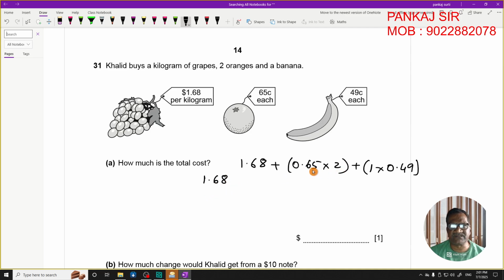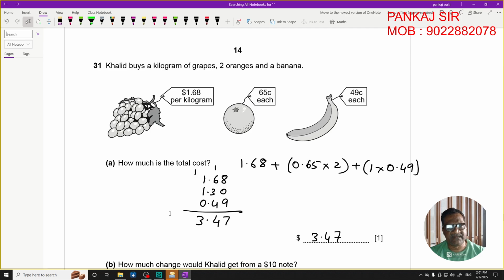This 0.65 times 2 will be 5 to the 10, that is 0, 1 carry, 6 to the 12, so 13, again 1 carry. So this will be 1.30, and this is 1 into 0.49 will be just 0.49, right? Now let me add up this 3. 8 plus 9 is 17, 1 carry. 6 plus 3 is 9, plus 1 is 10, 10 plus 4 is 14, so 4, and then 1 carry, and this is 3. So the total of this I am getting as $3.47.